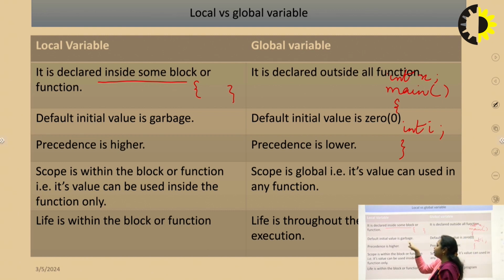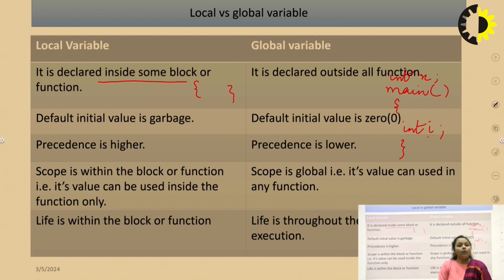Next, the default initial value of a local variable is garbage. Whenever you are declaring a variable as local, the value which is initialized by default is a garbage value. So here if I print i, I will get a garbage value. But for the global variable, the default initial value is 0. So if I print x, I will get a 0.